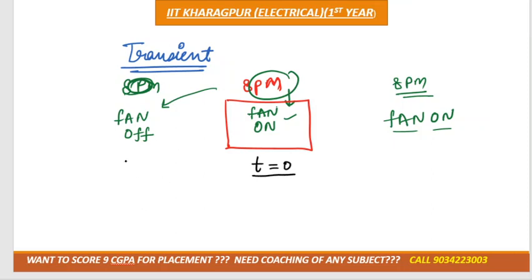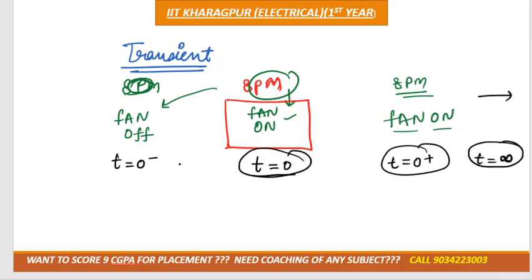Okay. Before 8 p.m. that was the condition of t equal to 0 minus, just before entering the room. And just after entering the room, after 8 p.m., that is the condition of t equal to 0 plus. Now t will be equal to infinity if we are sitting for a long time. Understood? So basically, it's a time dependent function. At each and every time, your position of switch will change.